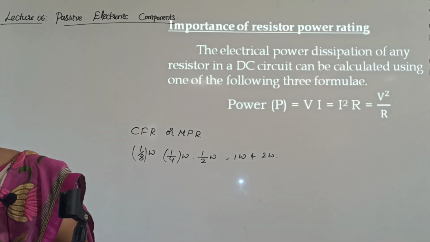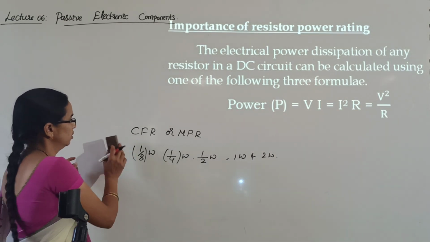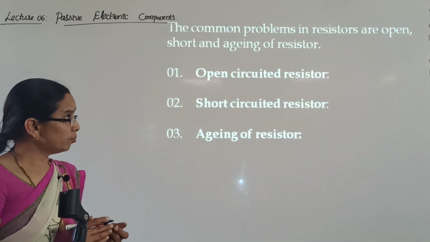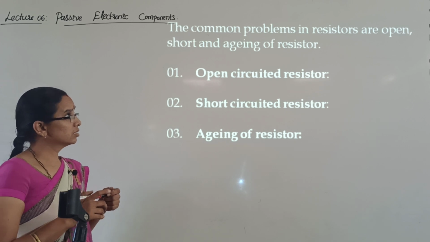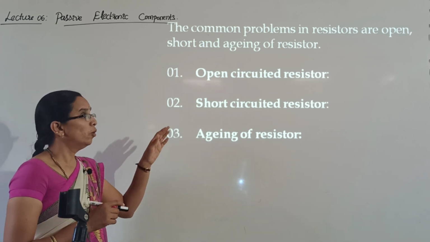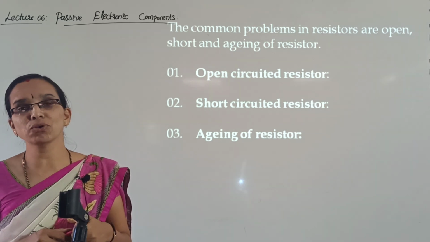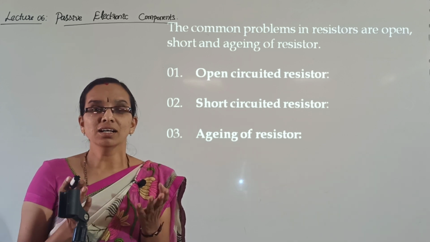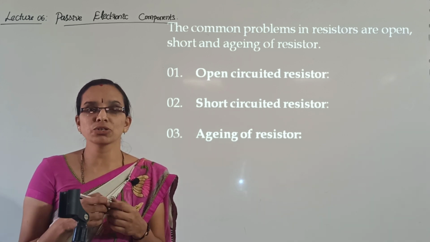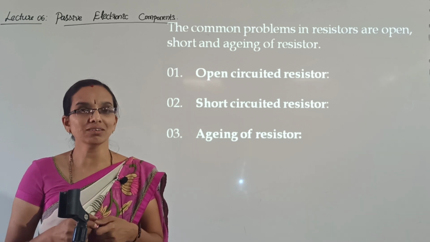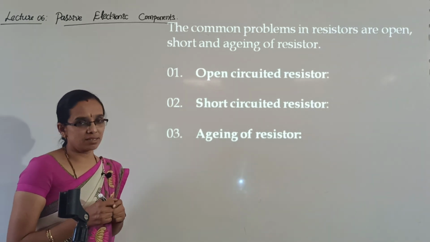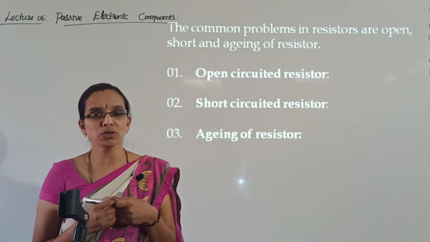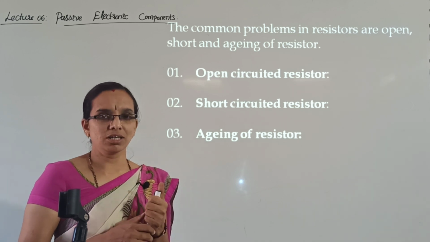Okay. Next, the common problems in resistors are open, short and aging of resistors. Open circuited resistors: whenever a large current flows through the resistor, the resistor will burn out. So, there is an open in the resistor, open in the circuit. So, current will not flow through the open circuit resistor. And then short circuited resistor. Short circuited resistor will have zero resistance. Practically, it is impossible to have a short circuited resistor.